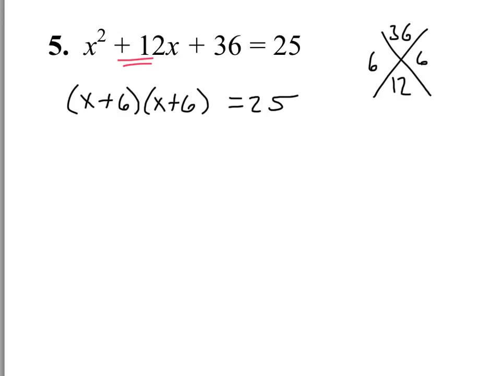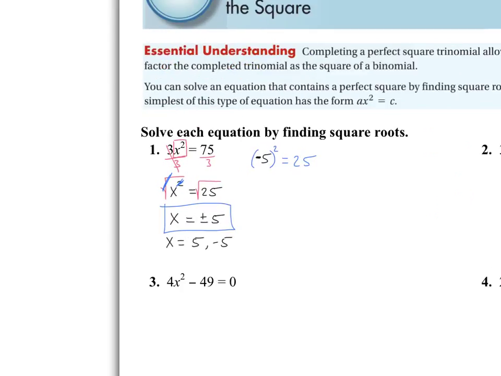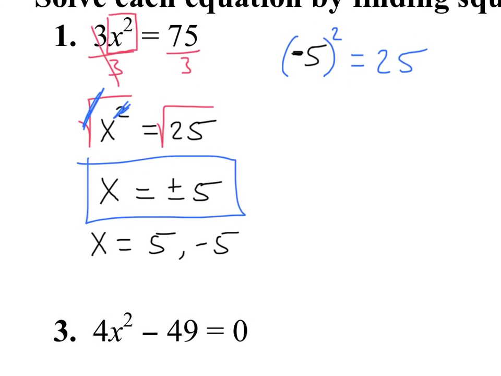Another way I've seen some people write this on their homework is to say, well, we've got x plus 6 times x plus 6. That's the same thing as saying x plus 6 squared equals 25. Now this is no different than that first example we did yesterday. We have x squared equals 25. How did we solve that? We took the square root of both sides, right? To get rid of the square.